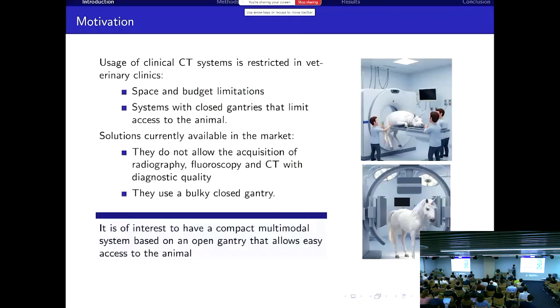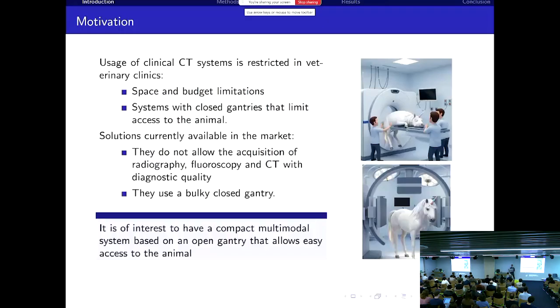Basically, the idea is that in veterinary clinics, we have budget and space limitations. So we cannot really introduce a whole clinical CT system because they are usually very large and do not really fit into small clinics. And besides, CT systems usually have closed gantries, so it's difficult for the veterinarian to access the patient during preparation of the image acquisition. Therefore, we require solutions to allow their usage in clinical practice.